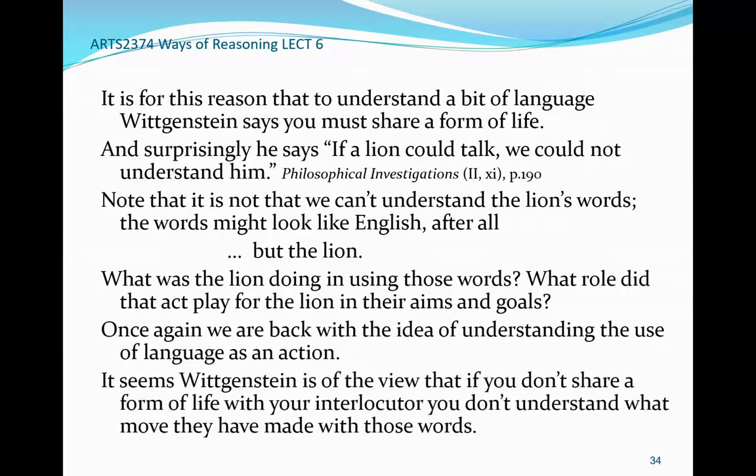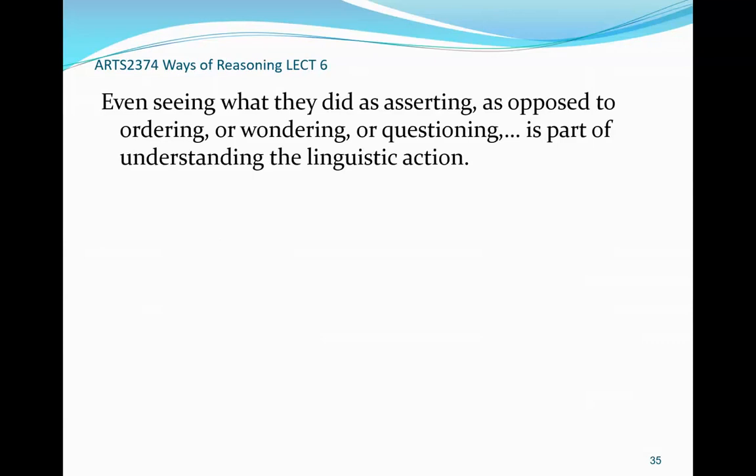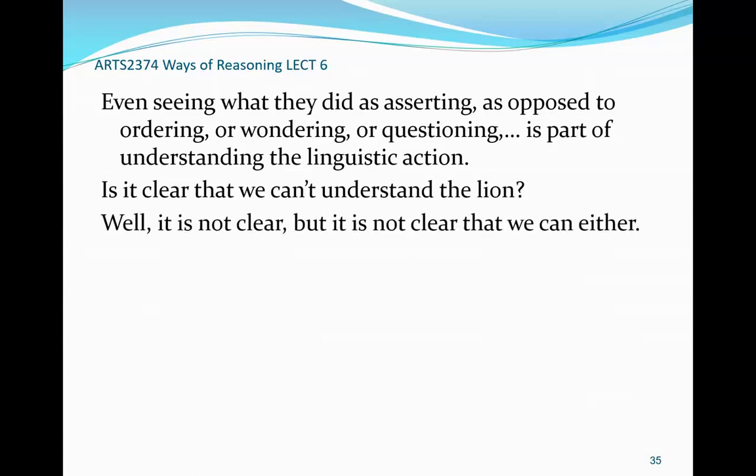So once again, Wittgenstein is of the view that if you don't share a form of life with your interlocutor, then you don't understand just what move they've made with those words. So even seeing what they did as asserting as opposed to ordering or wondering or questioning is actually part of linguistic action. So is it clear that we can't understand the lion? Well, I don't think it is clear. But what is correct, and I think Wittgenstein is important in pointing this out, is that it's not clear that we can understand it either.